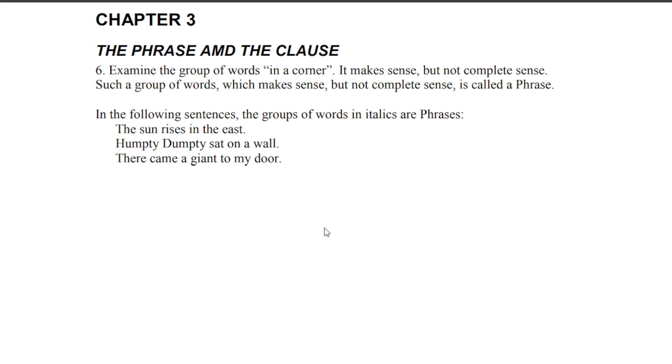In this lecture, we are going to study the third chapter of Book 1 of High School English Grammar by Wren and Martin. And in this chapter, we would see what it is that we call a phrase and what it is that we call a clause. First, what is a phrase?